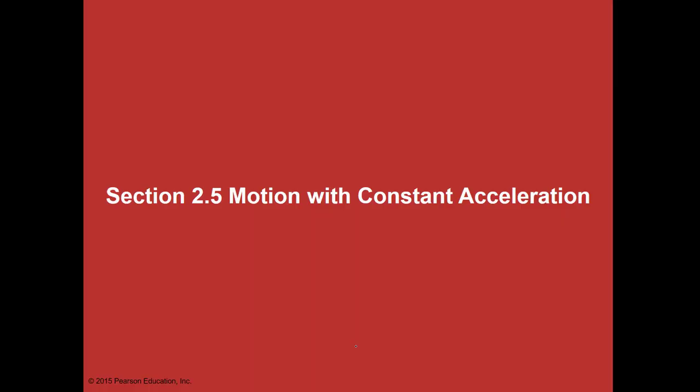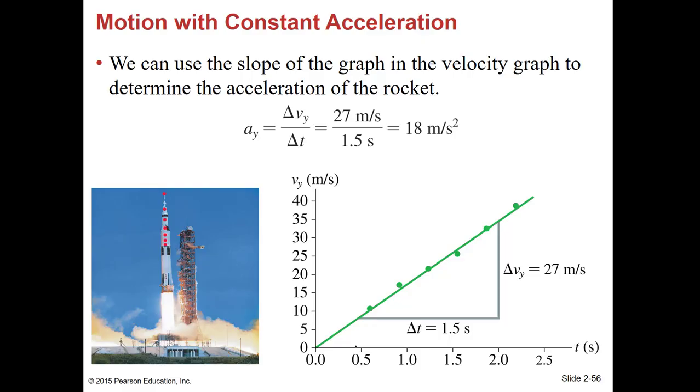Okay, next section is motion with constant acceleration. So here we're going to develop some kinematics equations. So here's a graph of velocity versus time. This is some data for this craft here, lifting off. So the acceleration is delta V over delta T. Now the little y here just means y direction. Same thing here, velocity and y.